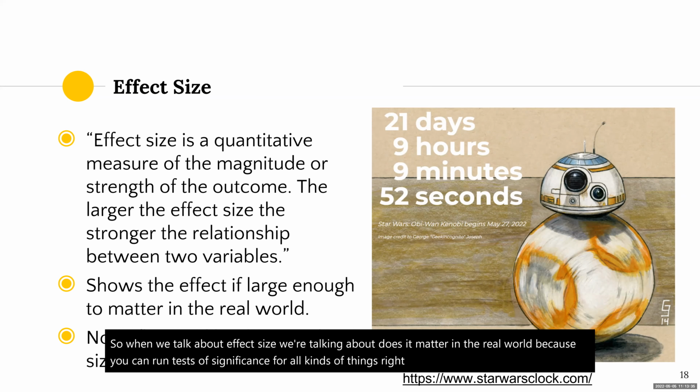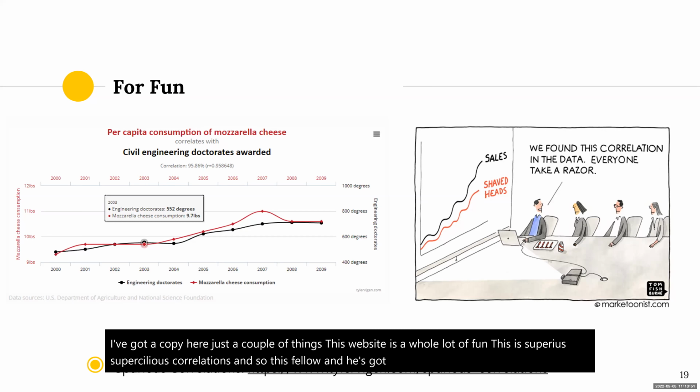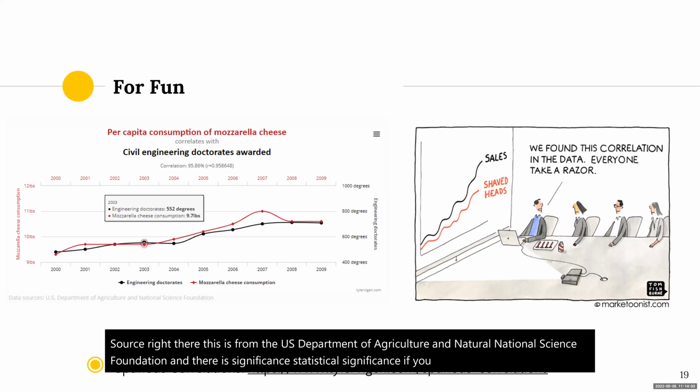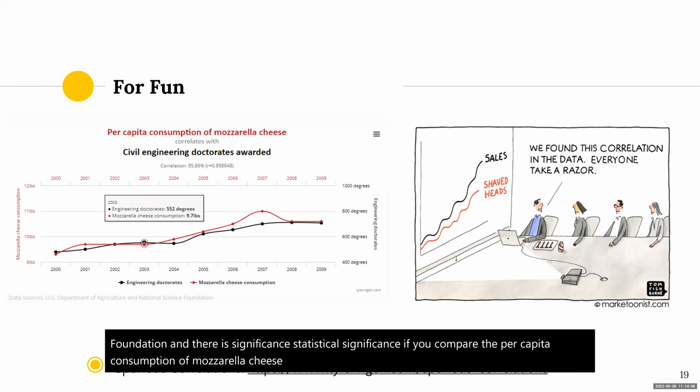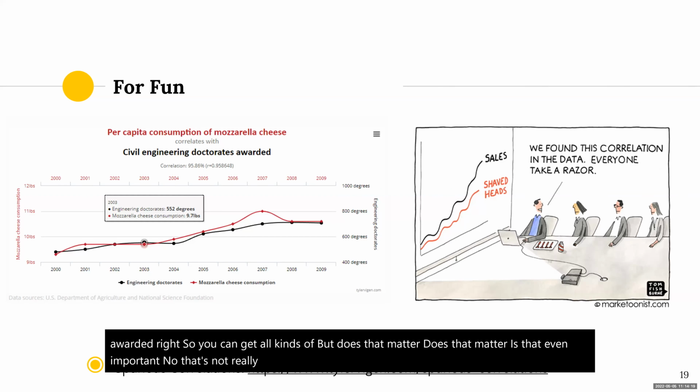Statistical significance. I've got a copy here of just a couple of things. This website is a whole lot of fun. It's spurious correlations, and this fellow has a reputable source right there, the U.S. Department of Agriculture and National Science Foundation. And there is statistical significance if you compare the per capita consumption of mozzarella cheese, and it correlates with the civil engineering doctorates awarded, right? So you can get all kinds of correlations, but does that matter? Is that even important? No, that's not really important. We don't even care about that.